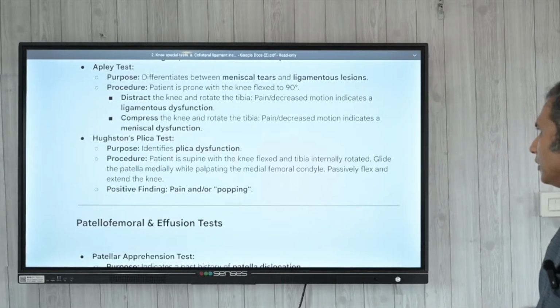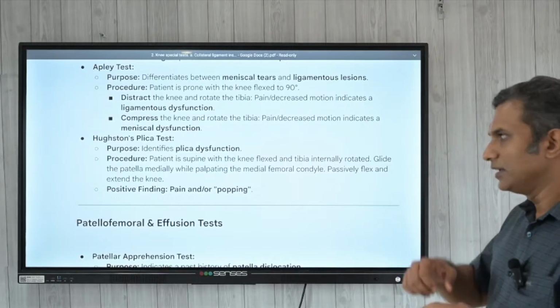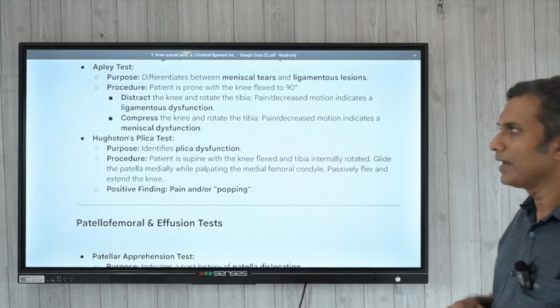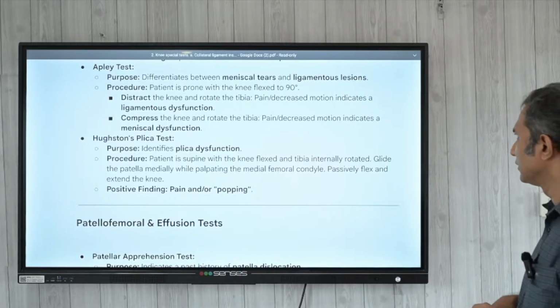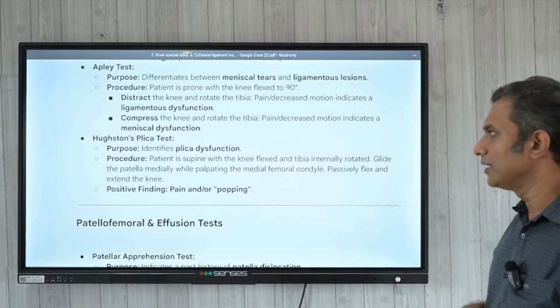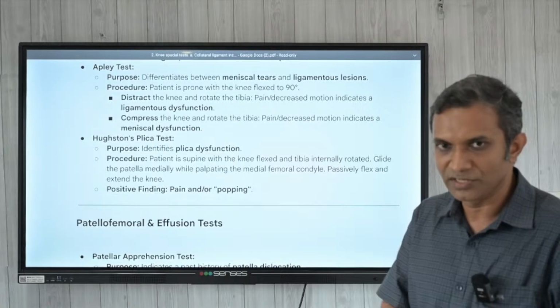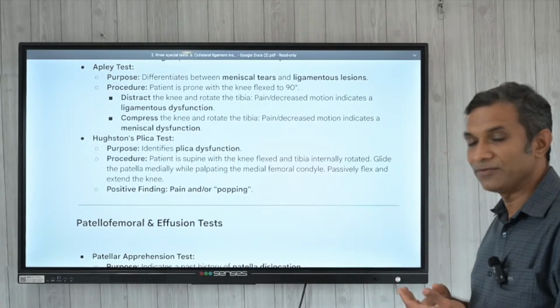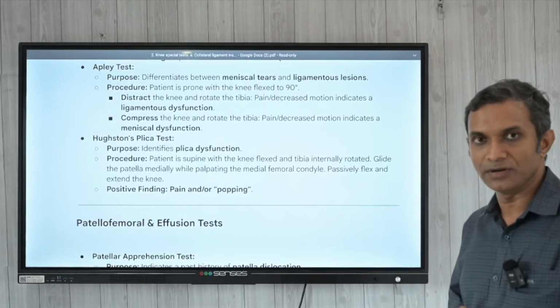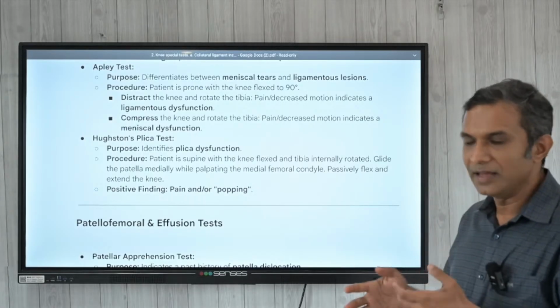So if we distract the knee joint and rotate the tibia and the patient complains of pain, that shows mainly a ligamentous dysfunction. If compression and rotation cause pain, that signifies that the meniscus is the tissue at fault. So this is regarding meniscus and ligament differentiation.